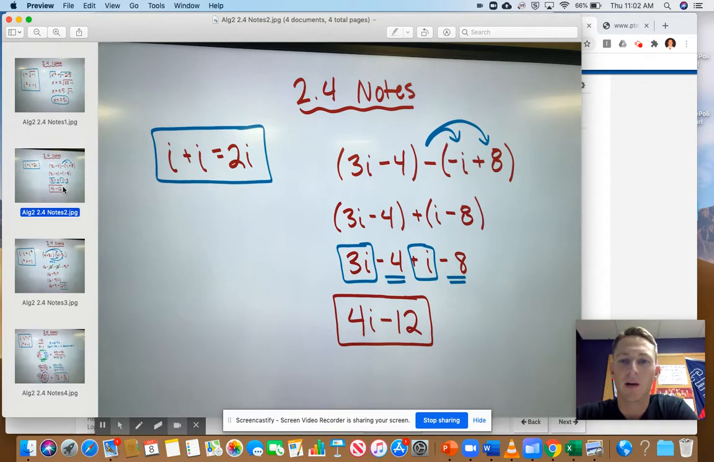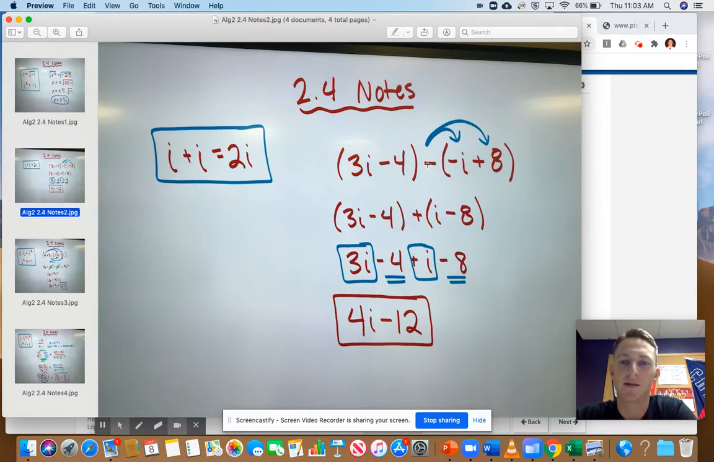Still working with i, but we are adding and subtracting different terms. So in this example, (3i - 4) - (-i + 8). When there's a negative right here, we have to distribute. When there's a positive right here, you would not have to distribute. You could just drop the parentheses, and we'll see that down there.